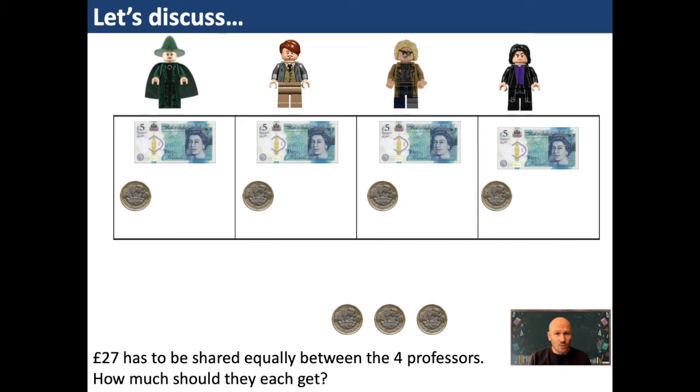Now, what can we do with that £3? We can't give it to any one of them because then it wouldn't be fair. We can't give £1 to 3 of them because one of them is going to be left with £6 while the others have 7. So what can we do?